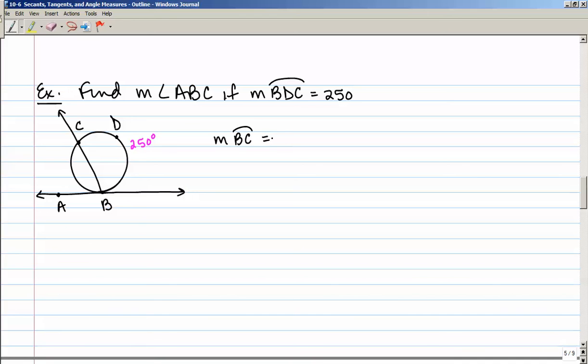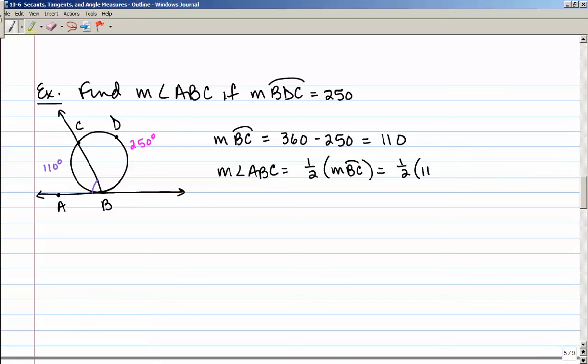okay, is going to be 360, because that's the distance all the way around, minus arc BDC, which is 250, or 110. So this arc over here, arc BC, is 110. So the measure of angle ABC is going to be 1/2 of that. So the measure of angle ABC is going to be 1/2 of the measure of arc BC, or 1/2 of 110, which is 55.